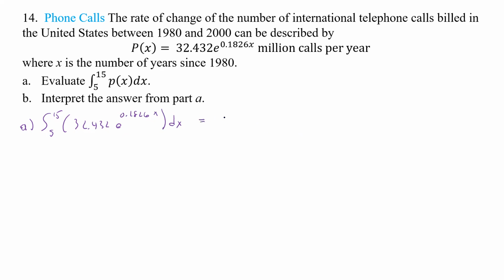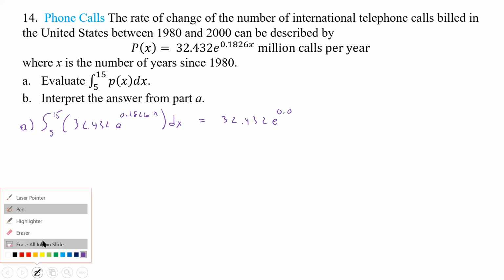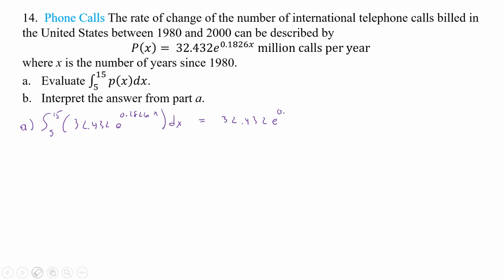So if we did this, that would be 32.432 e to the 0.1826x all over 0.1826. And again, because this is a specific integral, it's going to go from 5 to 15. And both of these we can plug into our calculator, but this one you have to plug in 15 minus all this plugged in with 5.